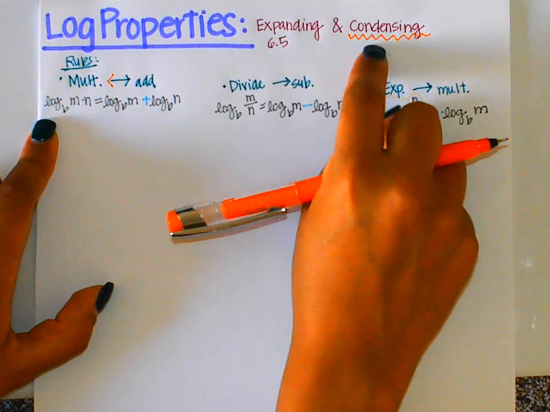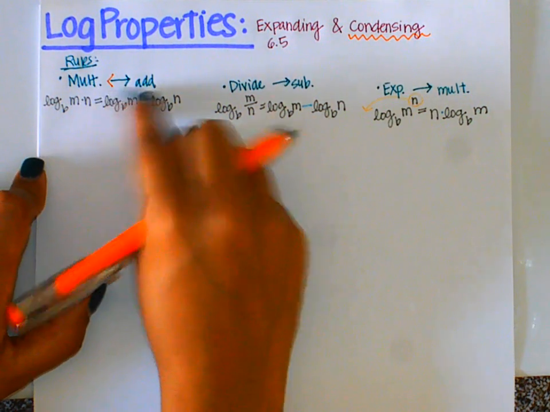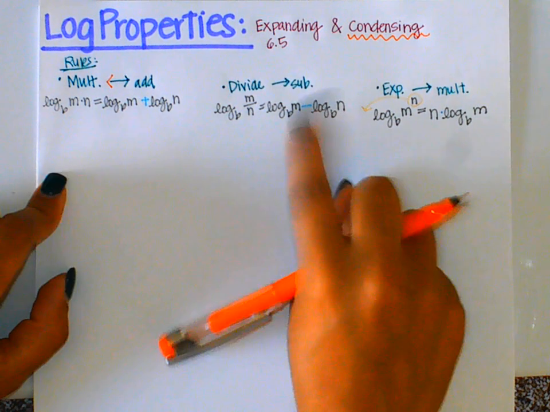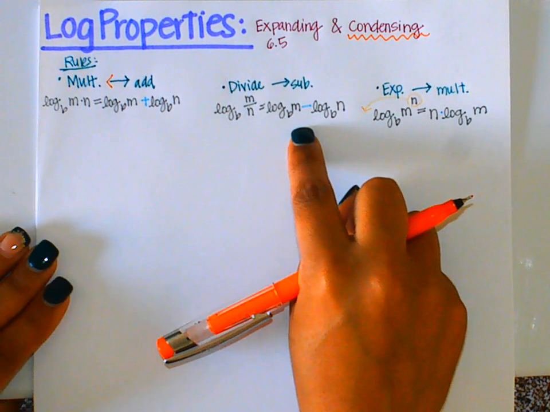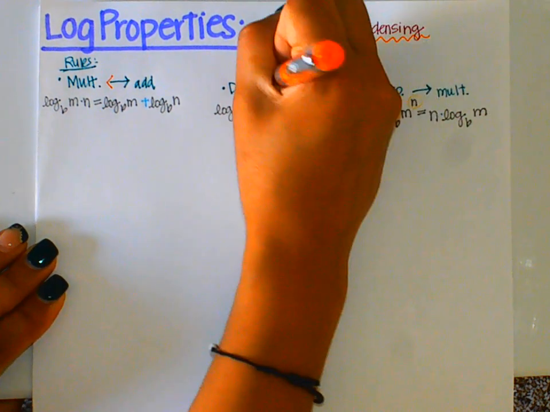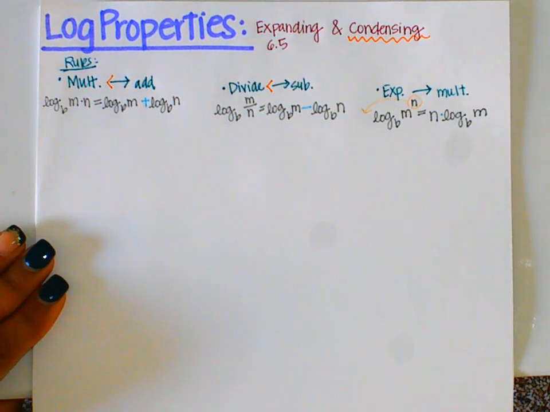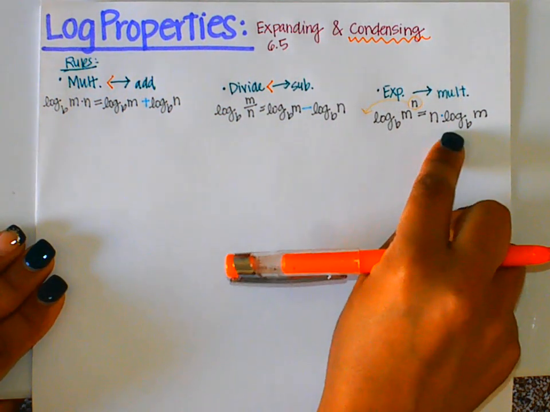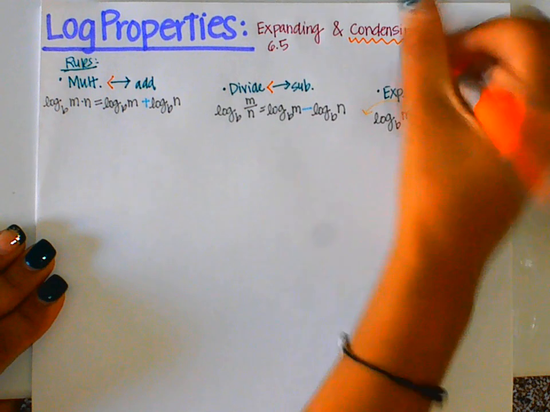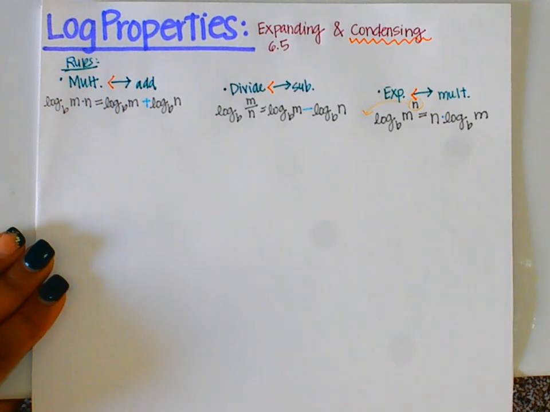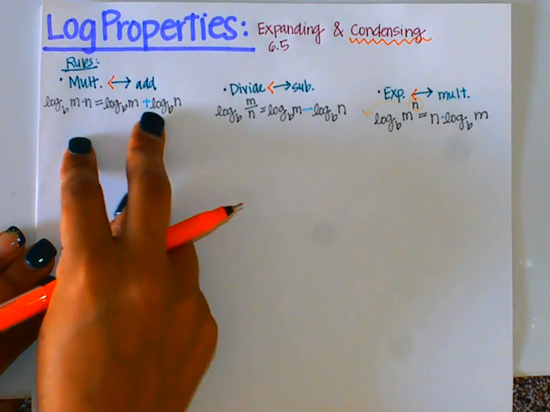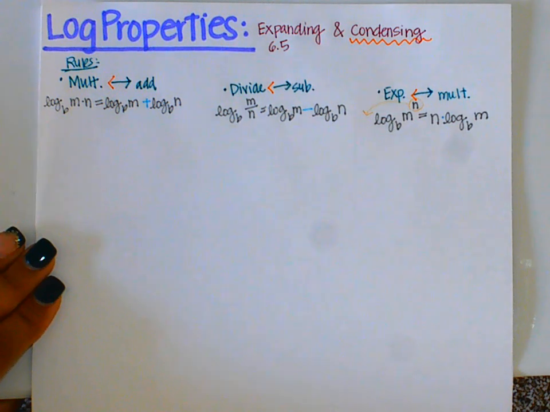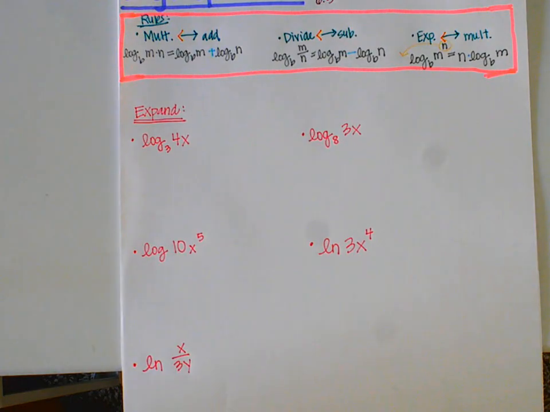So in orange, I underline. In orange means you can go the other way too. So if you're given something with subtraction, again, you could condense it just by going the other way. If you're given something with multiplication, you can condense it, again, by going the other way. So these rules go both ways. Let's look at some examples now. Okay, so let's look through these examples.